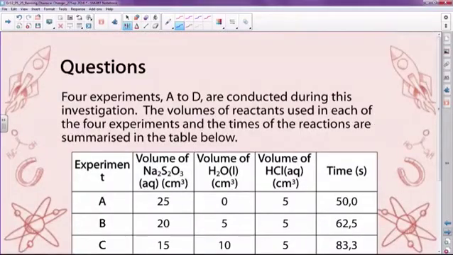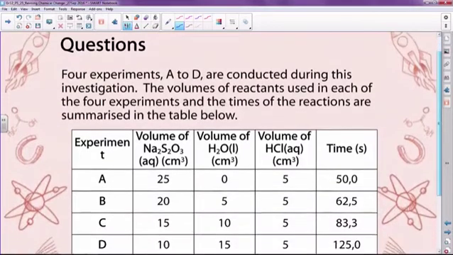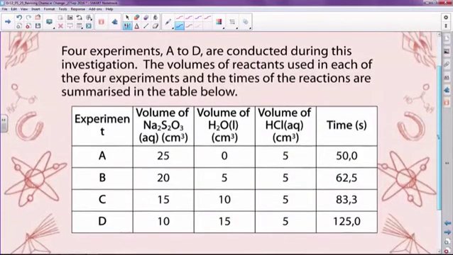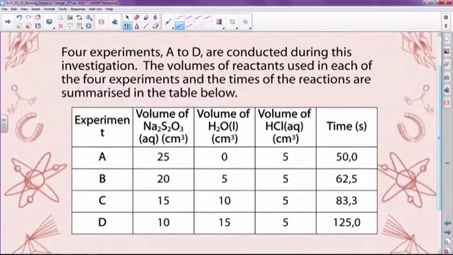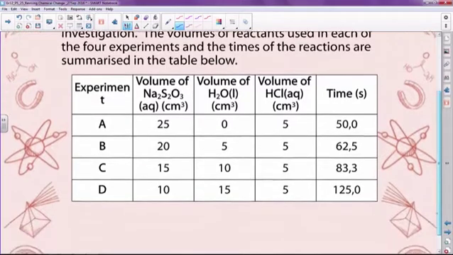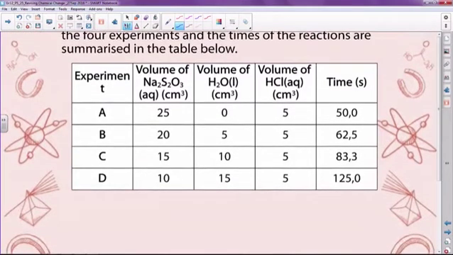Now they tell you that you've got 4 experiments, A to D, conducted during this investigation. The volumes of reactants used in each of the four experiments and the time of the reactions are summarized in the table below. So we have the experiment, we have the volume of the sodium thiosulfate, the volume of water added to that volume, and the volume of hydrochloric acid, and then how long it takes for the reaction to take place. Then we've got a couple of questions, all right?